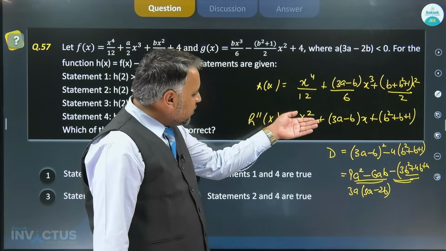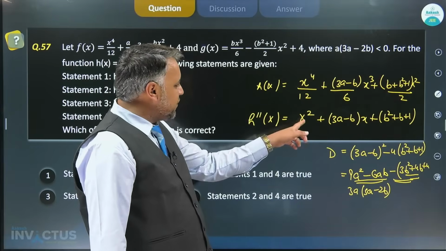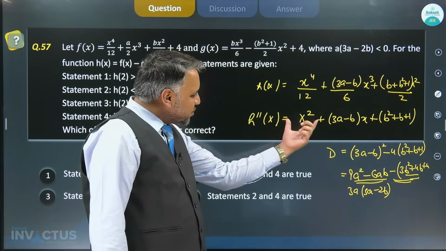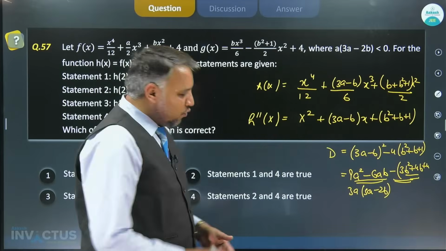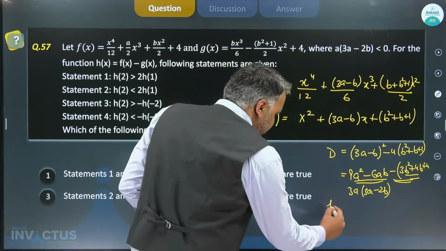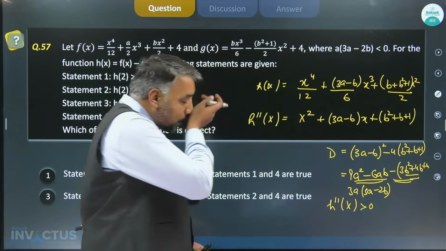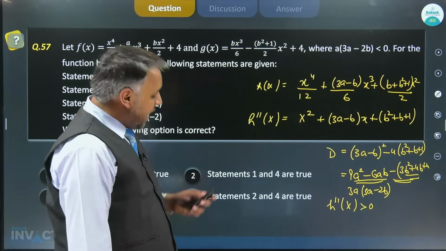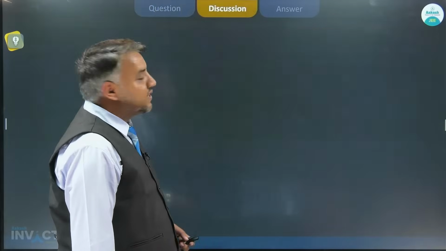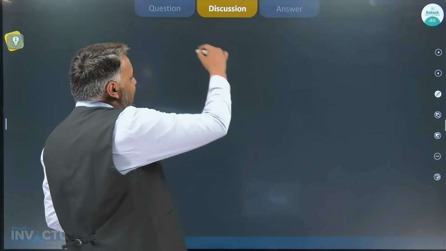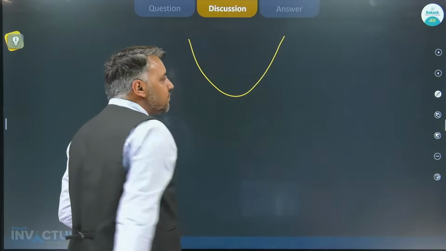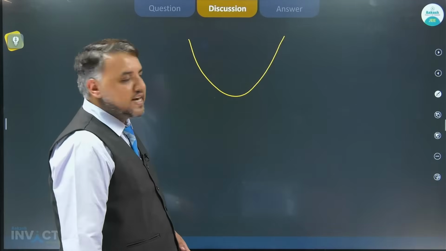So if the discriminant of this quadratic is negative, a coefficient of x square is positive, so this quadratic is always positive. So we can comment that h double dash x is always greater than 0. Okay? अब h double dash x always greater than or equal to 0 है, that means that is convex. If second derivative is negative.